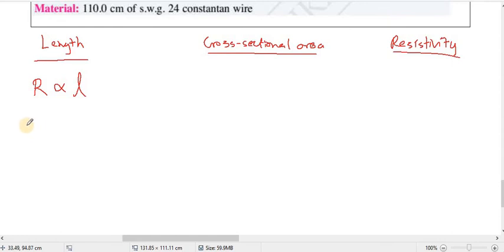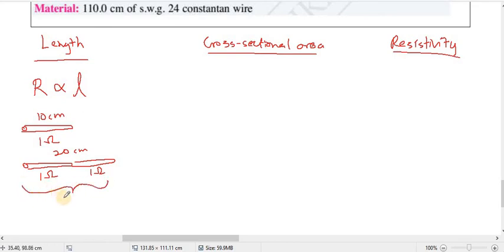Let's say 10 centimeter is 1 ohm. So if you have 20 centimeter, it's the same as 1 ohm and 1 ohm connected in series, right or not? And resistances connected in series add up, so 1 plus 1 is 2 ohm. So the longer the wire, the greater the resistance. Very easy and simple concept, right or not?